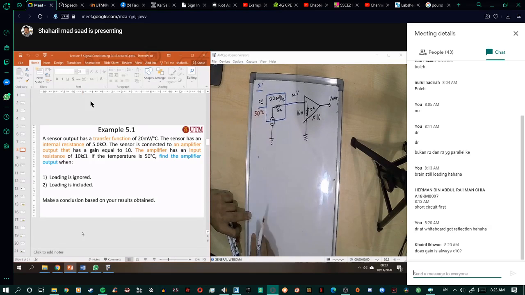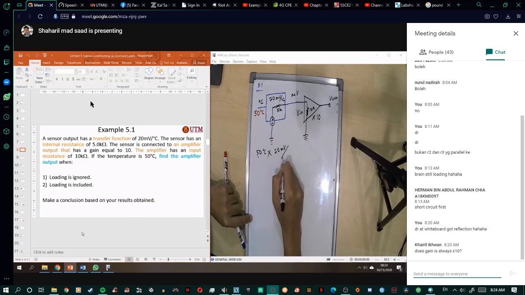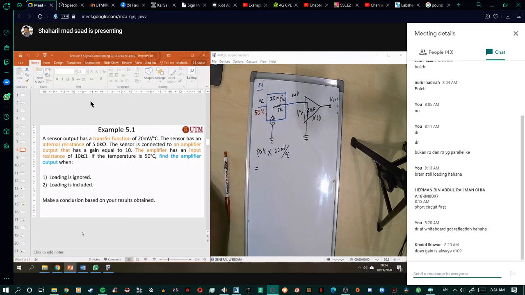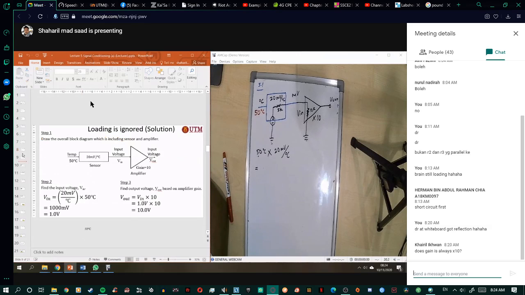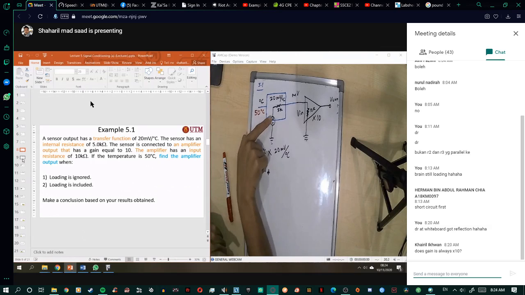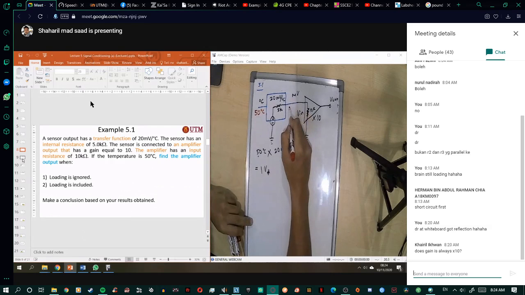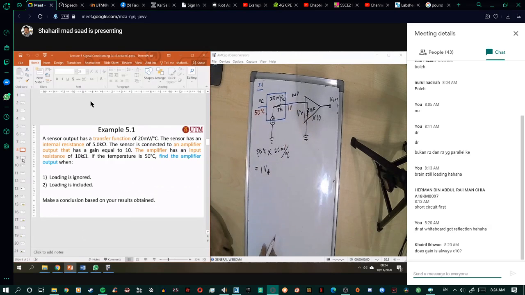It says that the input now is 50 degrees. So 50 degrees times 20 millivolt over degree. Now we got what? 1 volt. Okay, so you get 1 volt here. That means for an input of 50 degrees to the transducer, we get 1 volt.